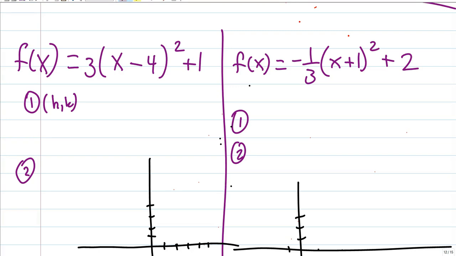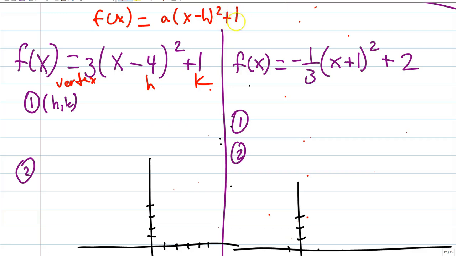Well, follow the instructions. The instructions said, first, find out where the vertex is. Find out where the center of this graph is. That's basically our h and k. Go back to your notes. It's a times x minus h squared plus k. So if this is a minus 4, that makes our h opposite, positive 4. It makes our k the same, 1. What does that mean? I know that the vertex is at (4, 1).